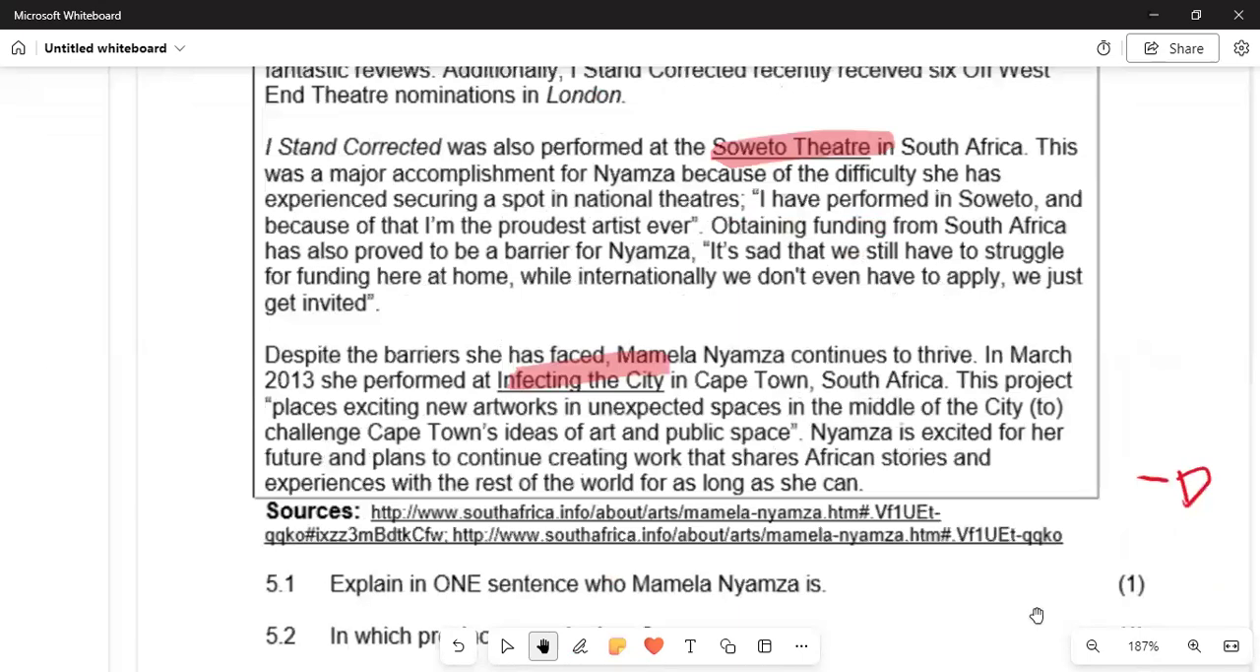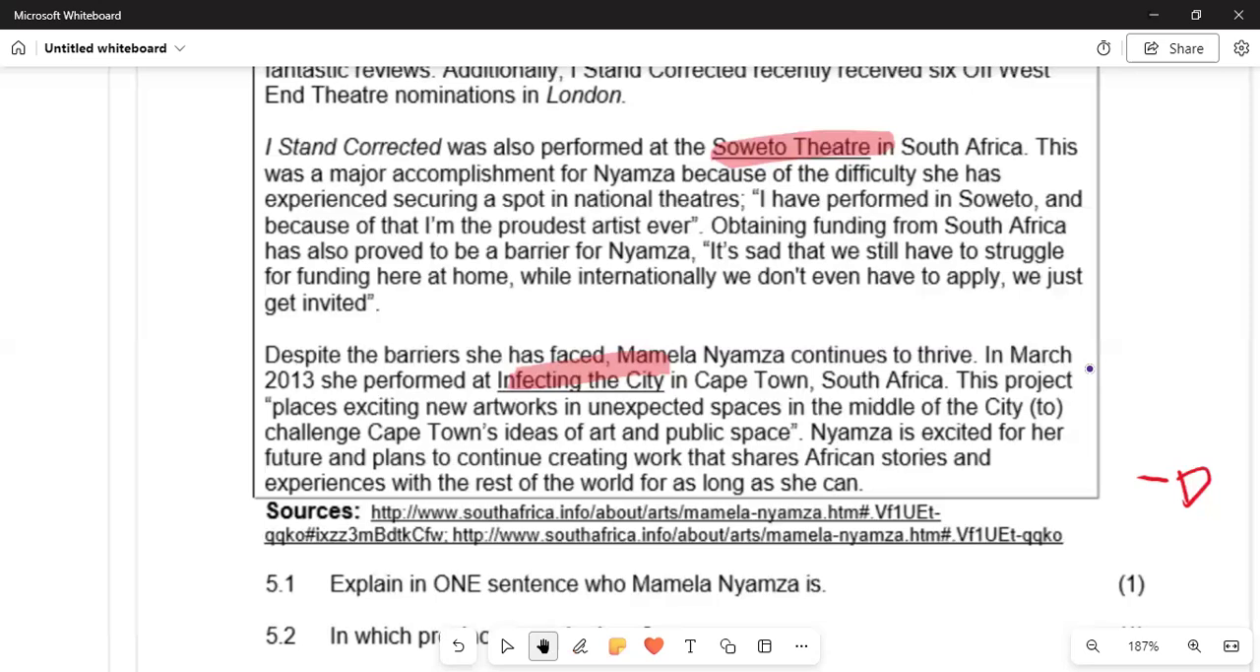If we are going to the last 2 stanzas, you can see that the second last, I Stand Corrected, was also performed at the Soweto Theatre in South Africa. This was a major accomplishment for Nyamza because of the difficulty she experienced securing a spot in the National Theatre. I have performed in Soweto, and because of that, I'm the proudest artist ever.